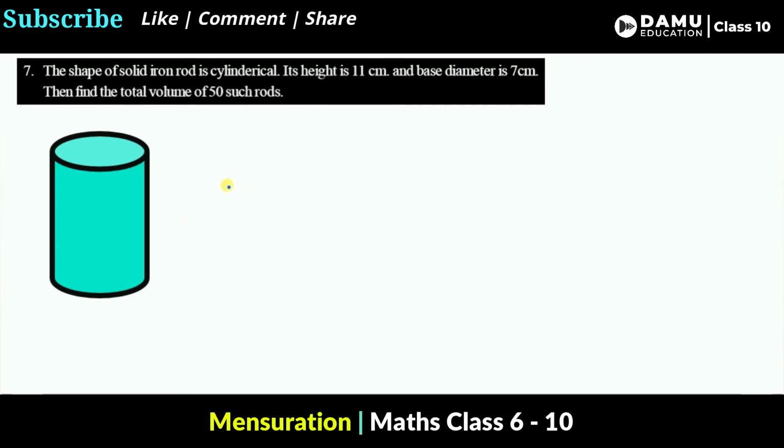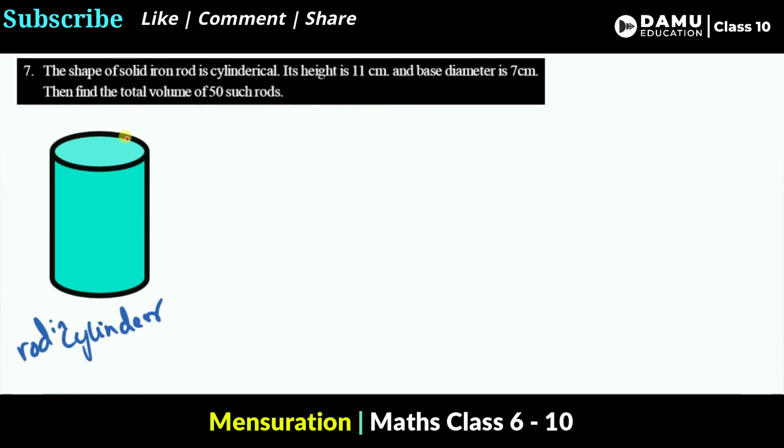In this session, we are going to discuss our 7th question. The shape of a solid iron rod is cylindrical. So this is a cylinder rod in cylinder shape. Its height is 11 centimeters. So what is the height of this? And the diameter is 7 centimeters.